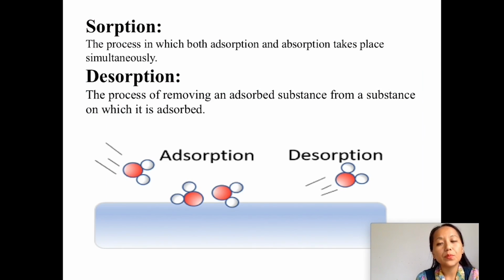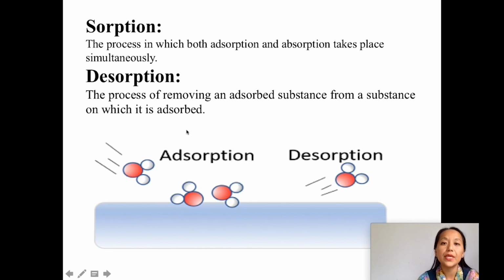Sorption is the process in which both absorption and adsorption take place simultaneously, whereas in the case of desorption, from the name itself you get an idea that it is the opposite of sorption, which means you are removing the adsorbed particles from the surface area. So here, let's say this is one water molecule, oxygen and 2 hydrogen atoms. During adsorption, they get adsorbed on the surface area of the adsorbent, whereas during desorption, it is removed from the surface area. This process of removal of the adsorbed material is called desorption.